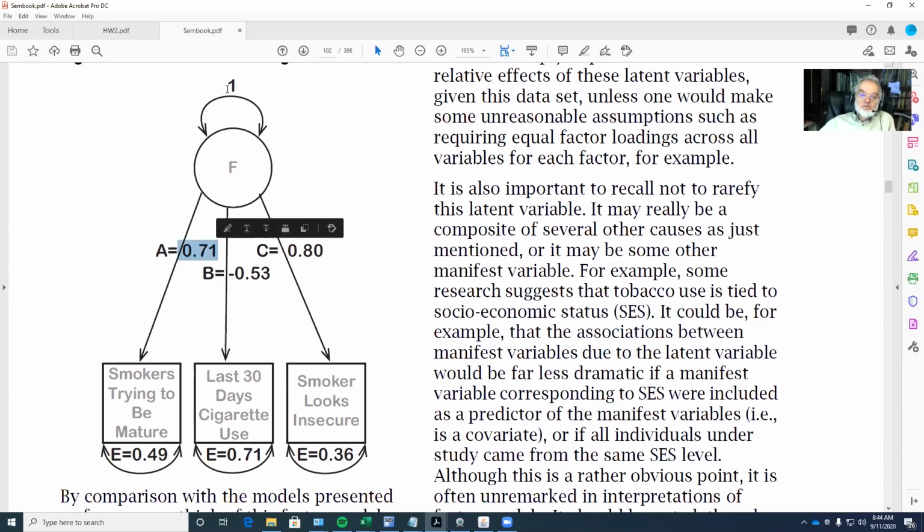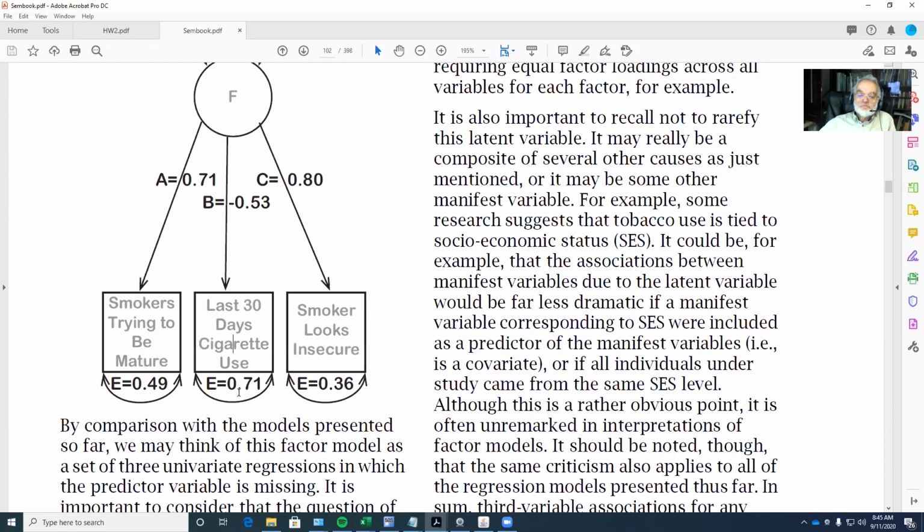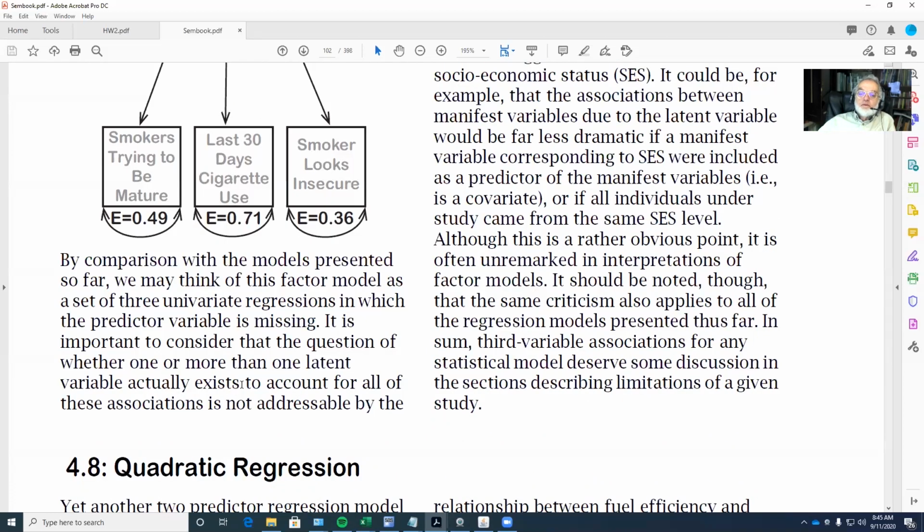It's 0.71 times 1 times 0.71. And that number plus 0.49 gives me the number 1. So if this is a standardized solution, that means the variance of that variable is 1. The same thing applies to the other ones. Minus 0.53 times 1 times minus 0.53 plus 0.71 gives me the number 1. The correlation between this variable and this variable is 0.71 times 1 times minus 0.53. So is that good? Yes.